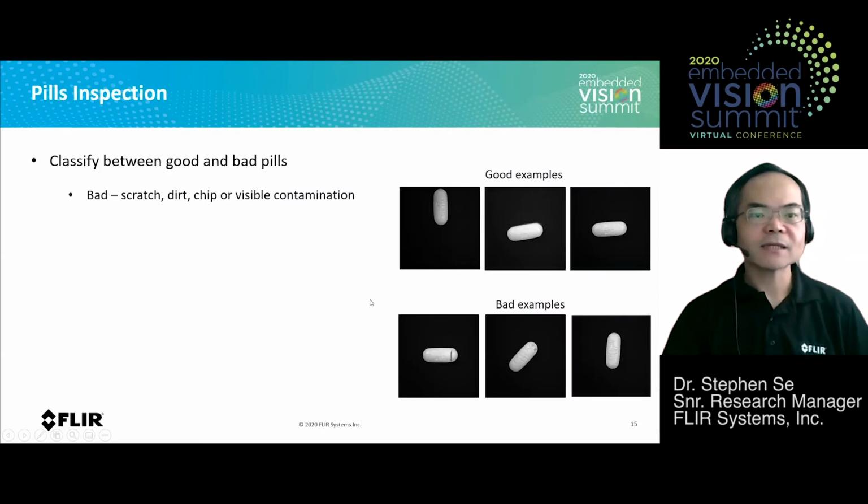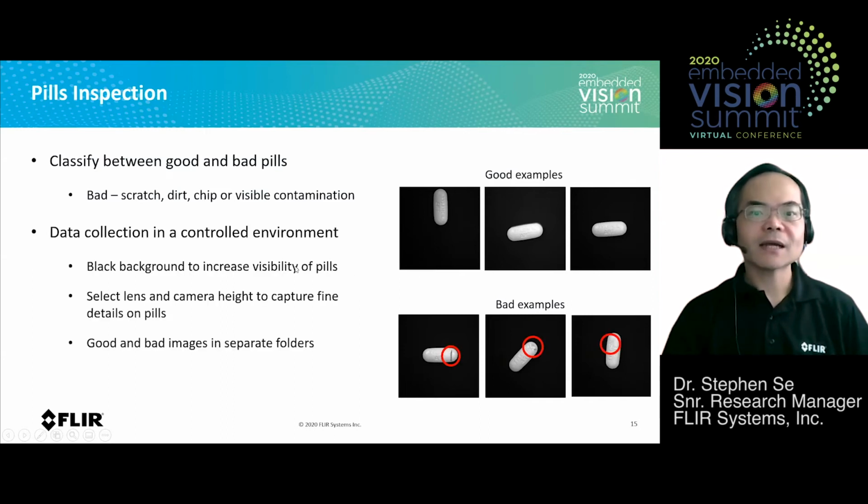In this case study, we would like to classify between good and bad pills, which could have scratch, dirt, chip, or any visible contamination as circled in red here. We collected our data in a well-controlled environment using a black background to increase the visibility of the white pills. We selected a suitable lens and a camera height to capture fine details on the pills, and we labeled the images by putting the good and bad images into separate folders.